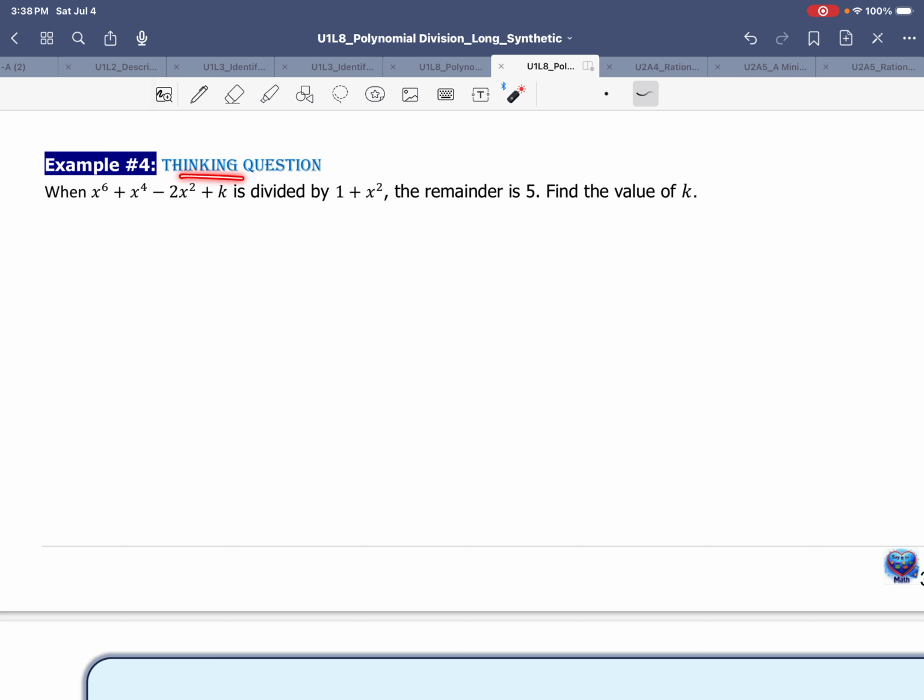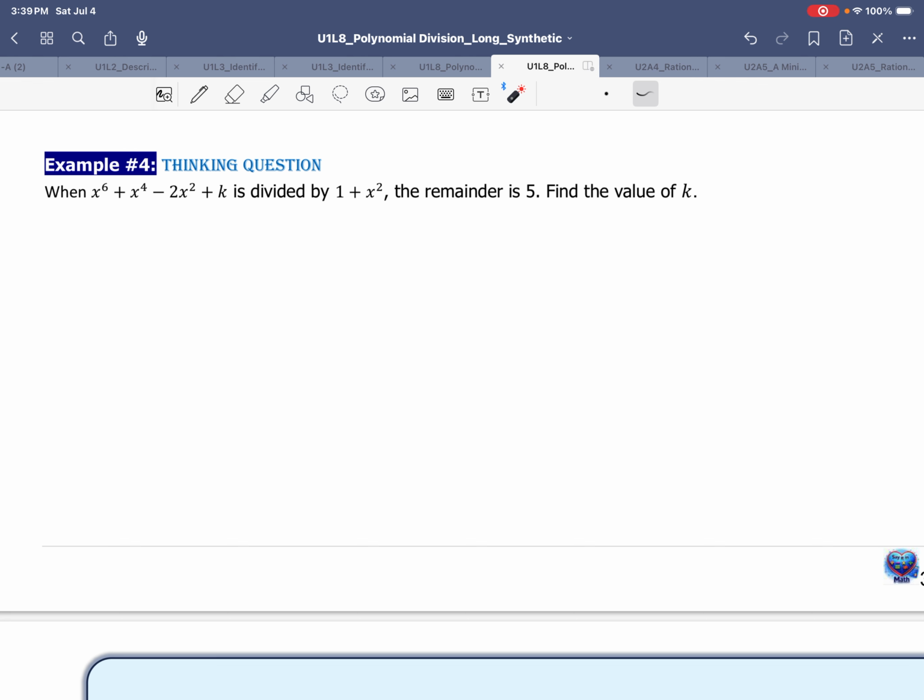This is sort of a thinking question because we have to develop a strategy on how to find the unknown. What we are given here is a polynomial x to the power 6 plus x^4 minus 2x squared plus k, which is divided by 1 plus x squared. Now the remainder is 5, and we have to use all this information in order to find the unknown coefficient k. The first step is to set up the polynomial for long division.